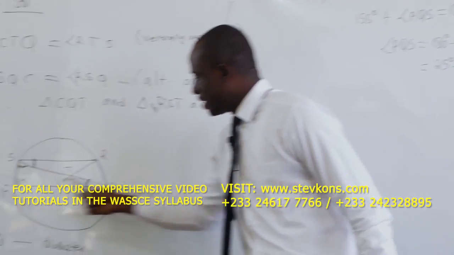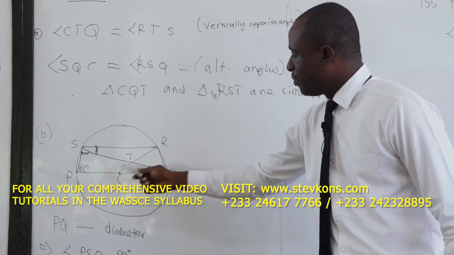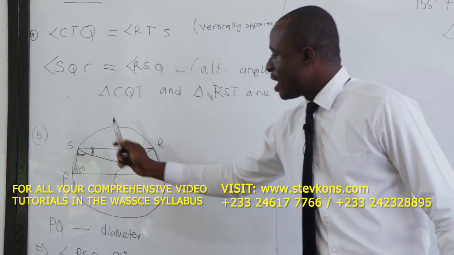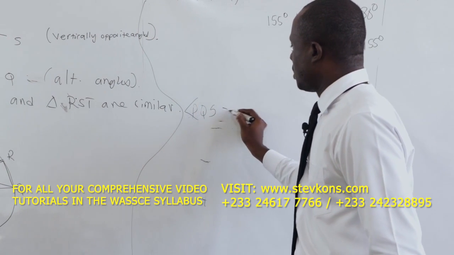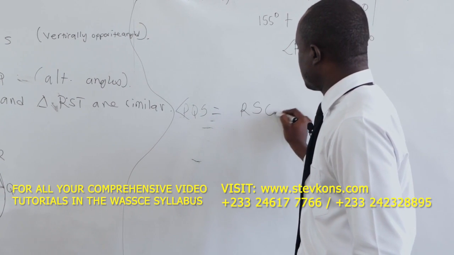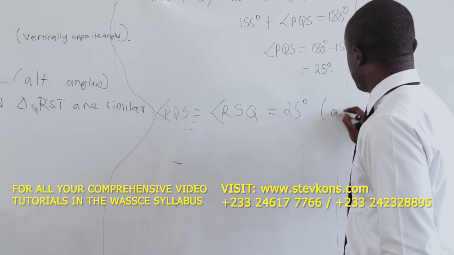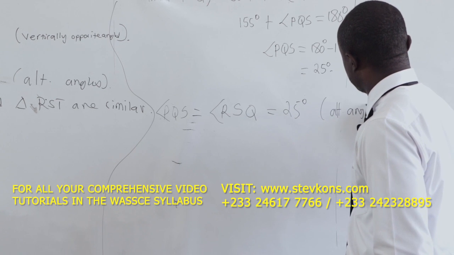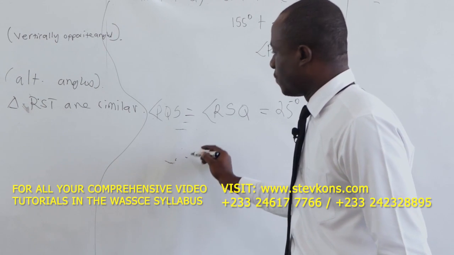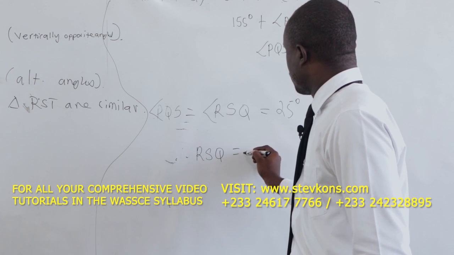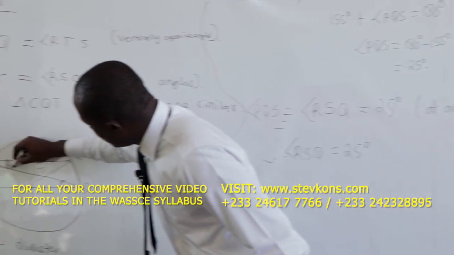But then what can we see? We can see clearly that PQ is parallel to SR. And because PQ is parallel to SR, angle PQS alternates with RSQ. So PQS is the same as RSQ, and this is equal to 25 degrees. That is alternate angles. Therefore, the first one says that we find RSQ, which is 25 degrees. So this side, that is 25 degrees.